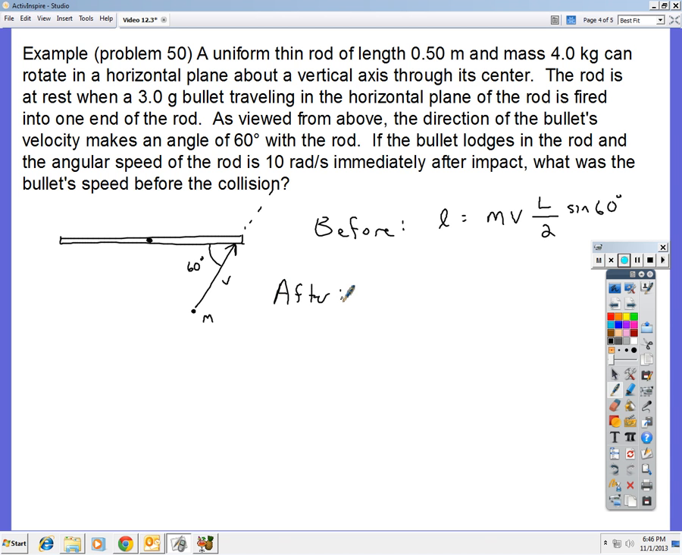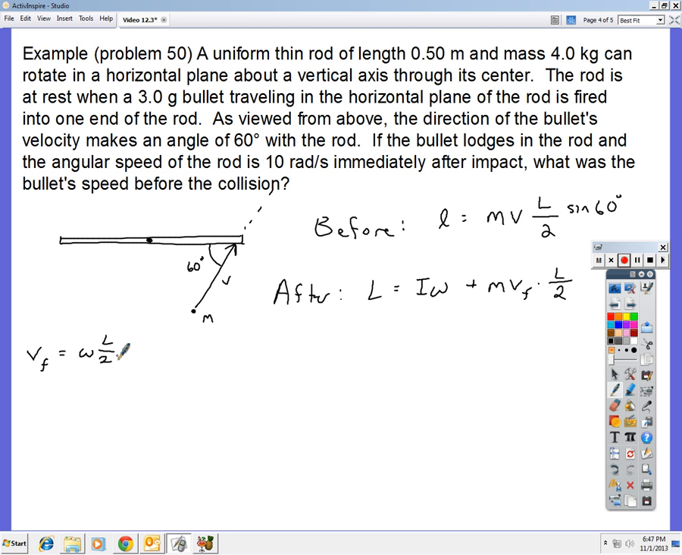and then use that to figure out what the velocity is. So after the collision, the angular momentum of the rod is I omega. That's easy enough. And the angular momentum of the bullet is its mass times its final speed after the collision, because notice as the rod starts rotating, the bullet's still moving, just not nearly as fast as it was before. And that's times L over 2. But because the bullet is stuck in the rod, we can say that the bullet's speed after impact is omega L over 2.